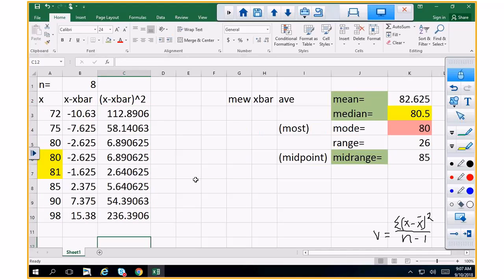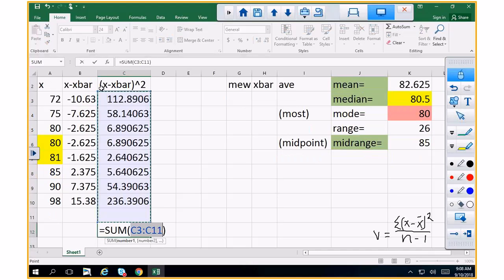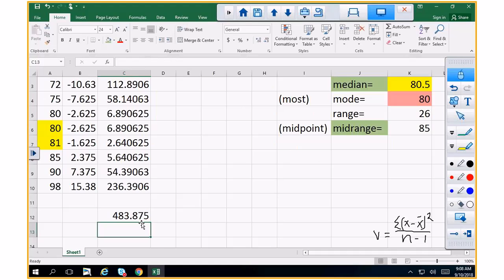And then what am I going to do with x minus x bar after I square it? What does that funky E mean? Summation. Yes, summation is a 25-cent word for add them all up. So I'm going to go down here and look up there. Look up here. What's that? Auto sum. I'm going to highlight those answers and hit enter. And that is our numerator for our variance.